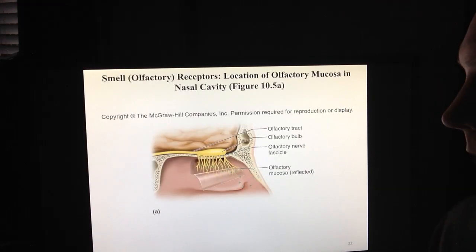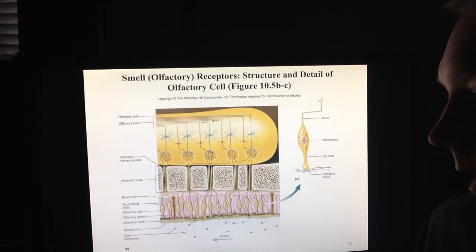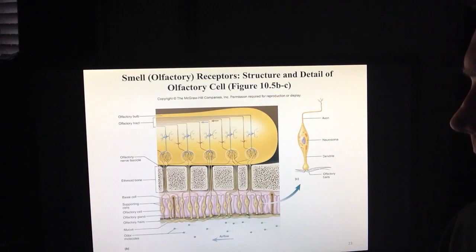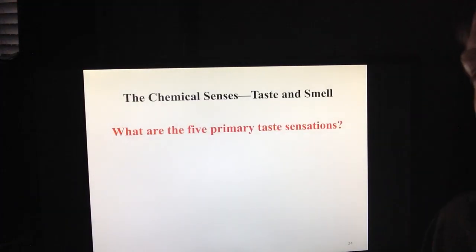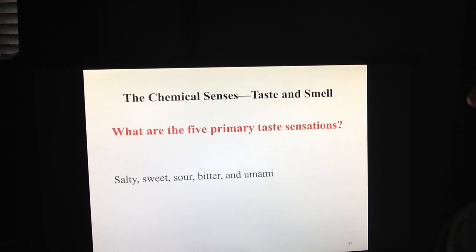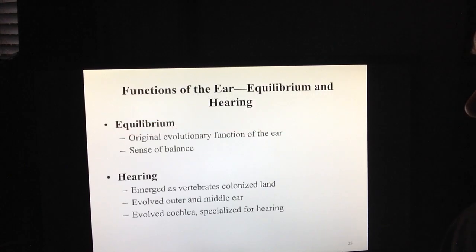Olfaction is smell. Those dendrites extend down into the epithelium in your nose. And this is obviously pretty complicated stuff. We have these hairs, which are basically extensions of the dendrite. So the 5 primary taste sensations we already just went through. Those are them, and they're on the online lab quiz.